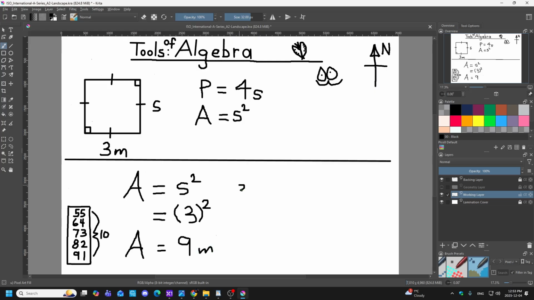Remember, it's 3 meters times 3 meters. That's what we're doing here. This is why you get meters squared. Okay.